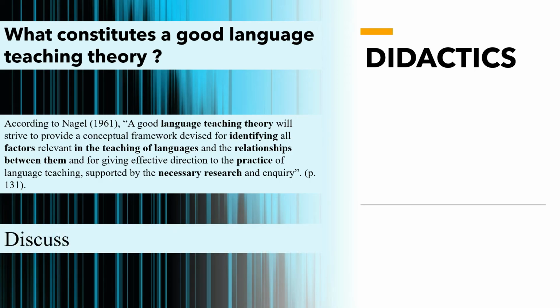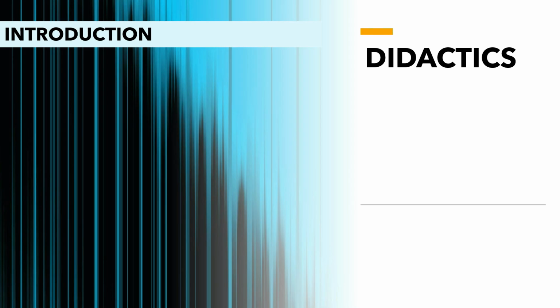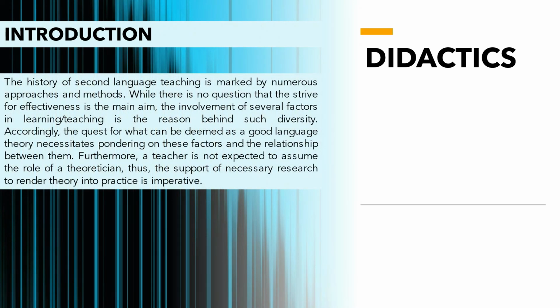So I'm going to put the question, discuss, here, and we are going to do this in the form of an essay. So let's start first with an introduction. What I said here, for example: the history of second language teaching is marked by numerous approaches and methods. This is a very cliche sentence. While there is no question that the strive for effectiveness is the main aim, the involvement of several factors in learning is the reason behind such diversity. So what I did here, I reminded the reader that there's always that aim of reaching effectiveness.